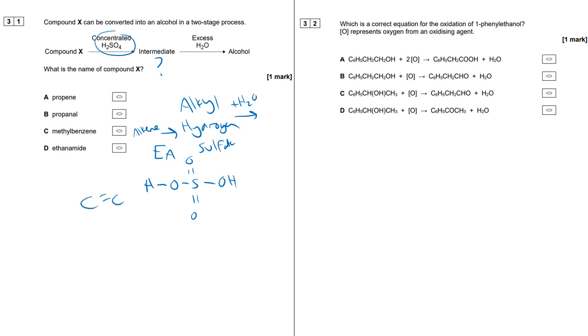So the alkene comes along, it attacks the delta positive hydrogen, and you get the OSO3H joined onto the other carbon, which gives you that compound there. So compound X must be an alkene, that's going to be propene.